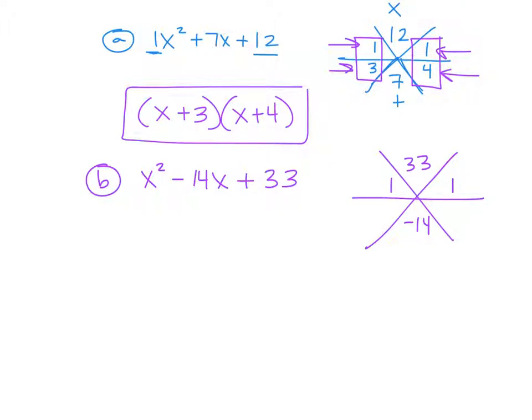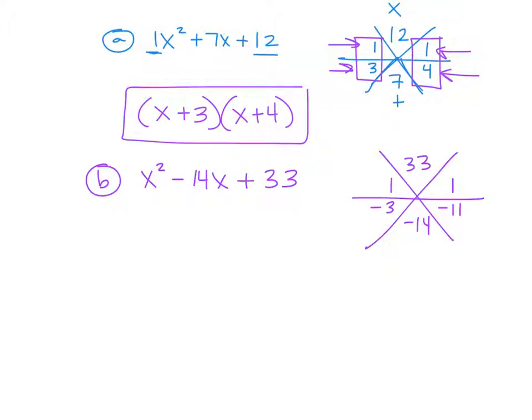Negative 3, negative 11. You have to make sure you put the negatives in, okay? Negative 3 and negative 11. If I multiply those, I get a positive 33. If I add them, I get a negative 14. That process is the difficult part, right? What can I multiply that I can also add to get the two numbers that I'm looking for, okay?